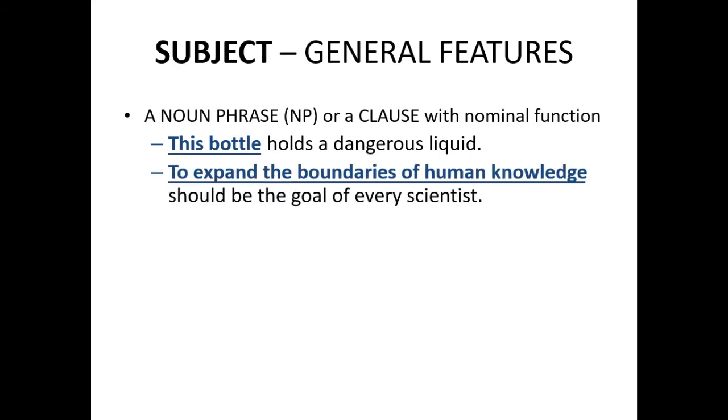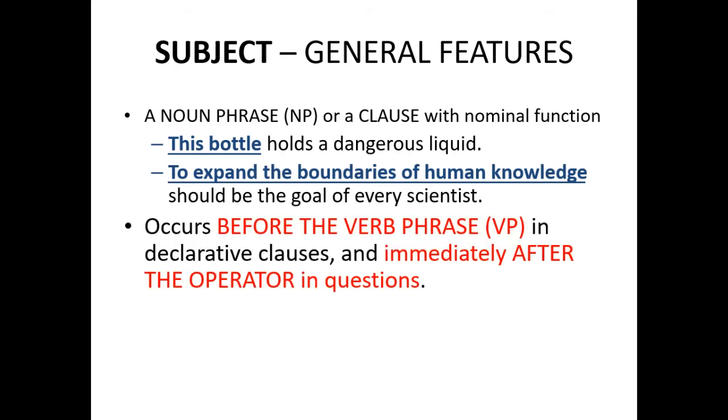So instead of thinking that it is the first element in a sentence, think of it as the element that is before the verb phrase and immediately after the operator in question. The easiest way to find the subject is to ask a yes/no question. "The bottle holds a dangerous liquid." "Does this bottle hold a dangerous liquid?" You see, the subject appears between the operator and the verb phrase in the question. That's the simplest way to identify the subject.